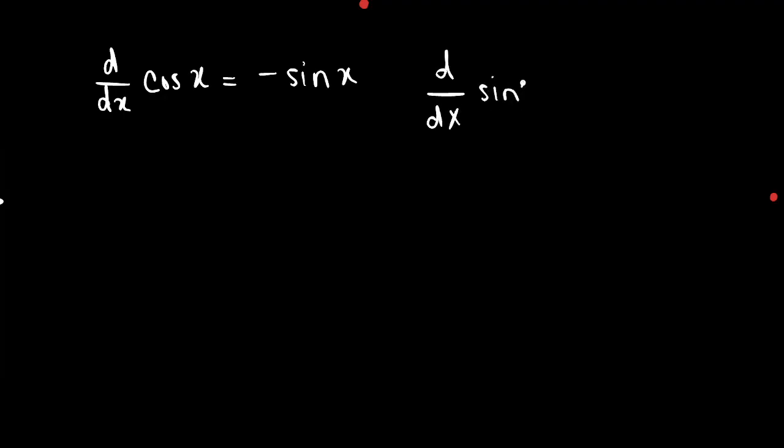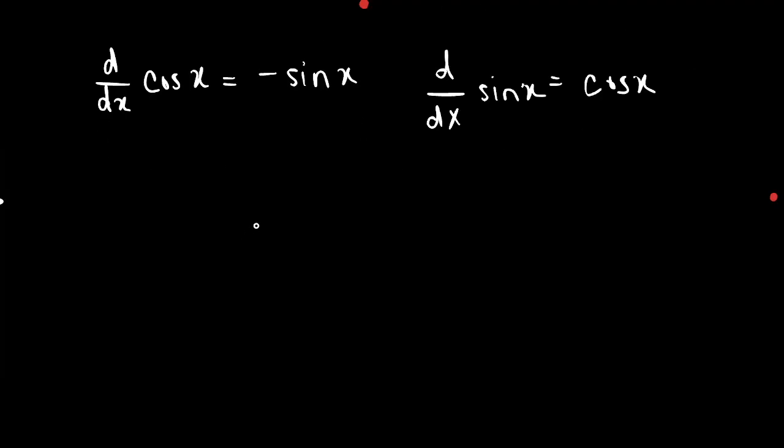The derivative, which we can write as d dx, of our cosine function, cosine of x, is simply going to be equal to negative sine of x. This is the derivative of cosine x. And the derivative of sine x, d dx of sine x, is going to be cosine x. But it's positive here. So you can see the derivative of sine x is cosine x, and the derivative of cosine x is negative sine x. So we just have to commit these to memory.